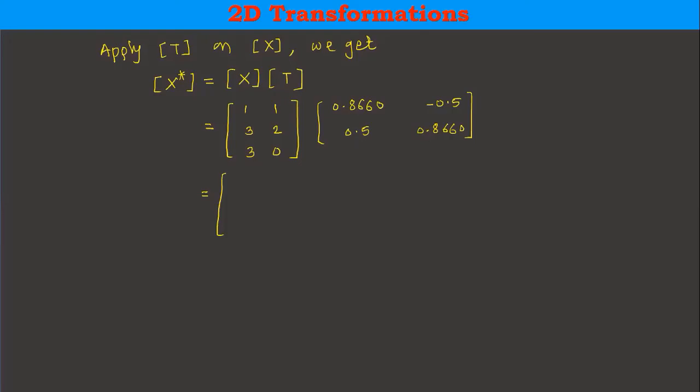Then we have to enter the matrix entries in the calculator. A11 means your matrix A's first row, first column entry. So what is your first row, first column entry? 1. Then A12 means first row, second column entry, which is again 1. Then press equal to sign. Then A21 is 3, then A22 is 2, then A31 is 3, and then A32 is 0. So likewise we can enter the matrix X.